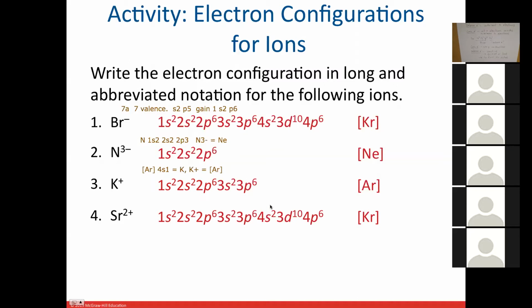And so on. These patterns, we were asked to learn these before. Remember, the 1A is always +1, the 2A is always +2. The 5A as an ion is -3. The 6A as an ion is -2. The 7A as an ion is -1.